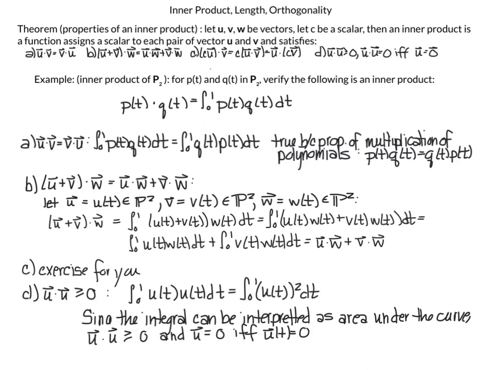And to prove this last property, that u dotted with itself is always greater than or equal to 0 and only equal to 0 if u is equal to 0, I relied on the fact that, well, first I did u dot u, and I showed that it's equal to the integral from 0 to 1 of u of t squared. And I'm relying on the fact that the integral can be interpreted as an area under the curve. And since it's an area under the curve, it's always greater than or equal to 0. And finally, it's only equal to 0 if u of t is equal to 0. And by showing these four properties, I have shown that this function here is indeed an inner product.